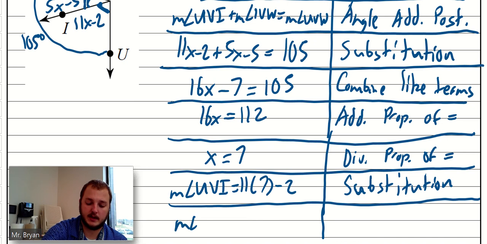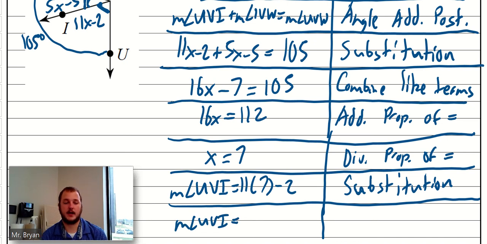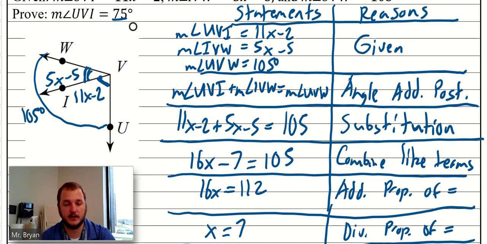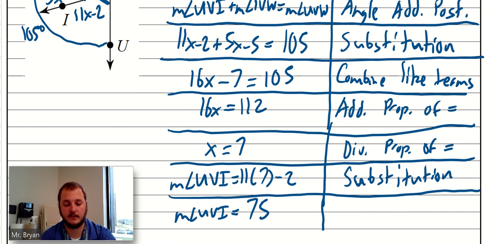And now the last thing that I need to do is I have measure of angle UVI. I'm going to write that again. And then I just need to do the actual math, right? So I have 11 and 7 right next to each other. So hopefully we understand that means multiplication. So that gives me 11 times 7, which is 77. And then minus 2 is going to give me 75. And this is where I was trying to get to. I was trying to show by the end that UVI equals 75 or 75 degrees.